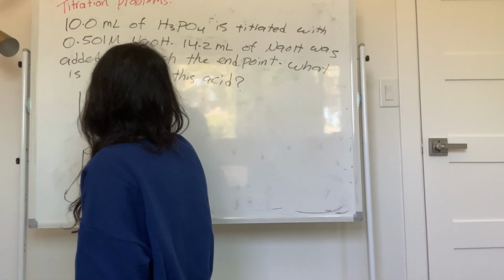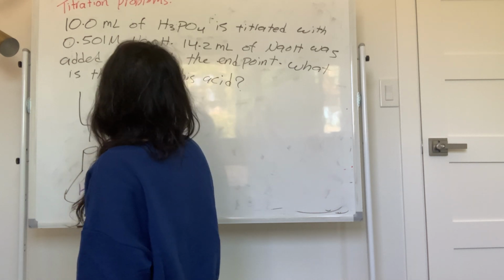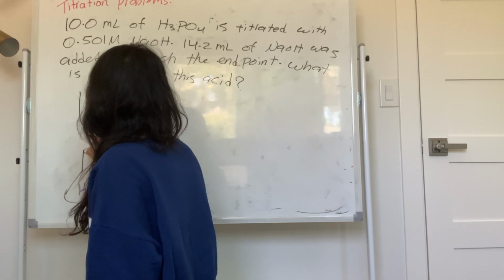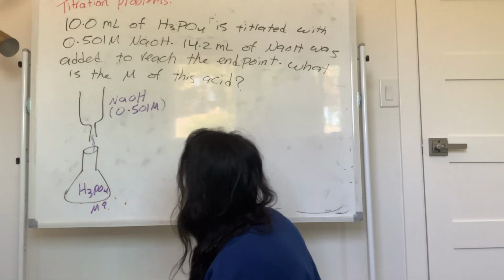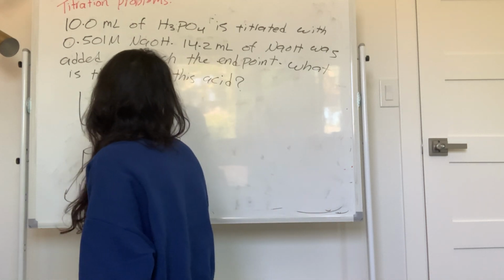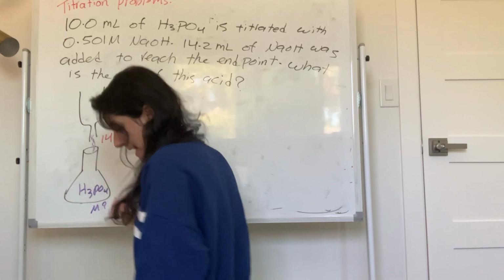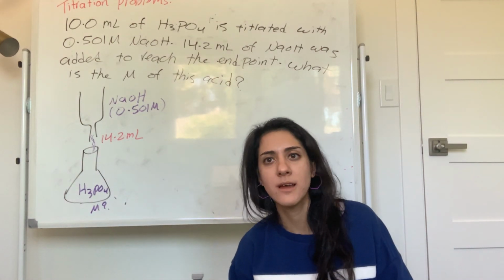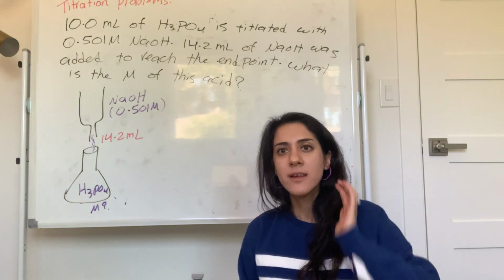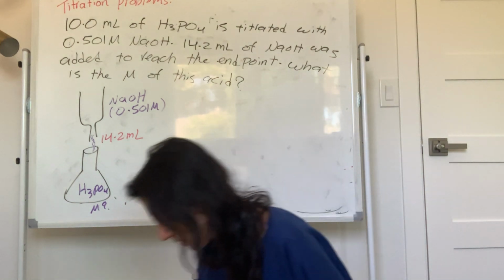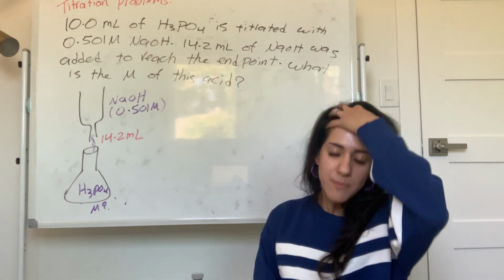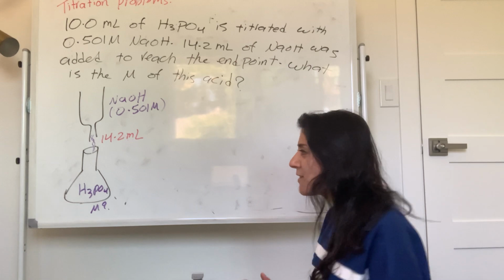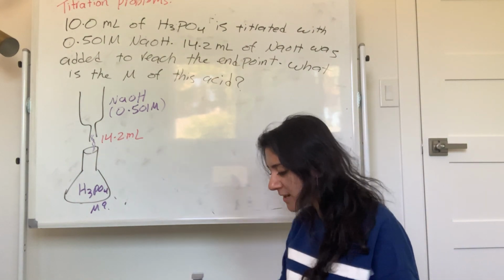Over here we have NaOH that we used, and it was 0.501 molar. And now how much NaOH did we add? We added 14.2 ml, and then it turned color. It changed color. So far so good. We actually reached the endpoint. All right. Now, the beginning is exactly the same as before. You know how to do this. You have the molarity of NaOH, and you know how much NaOH you added.